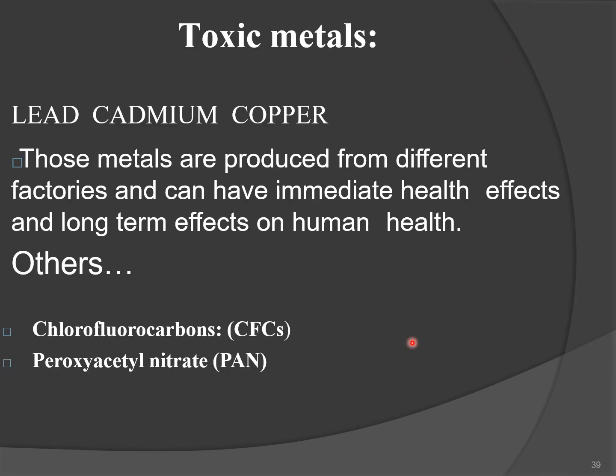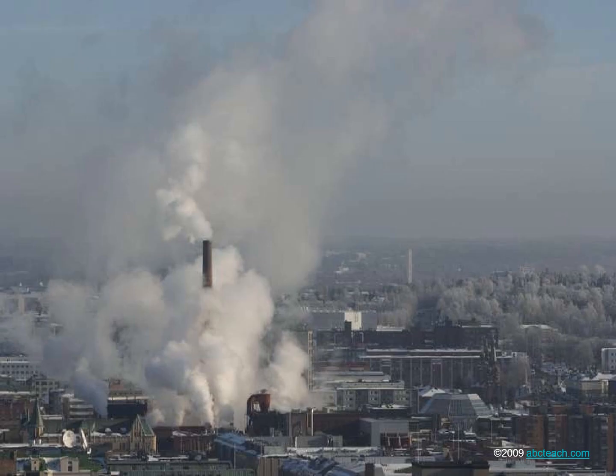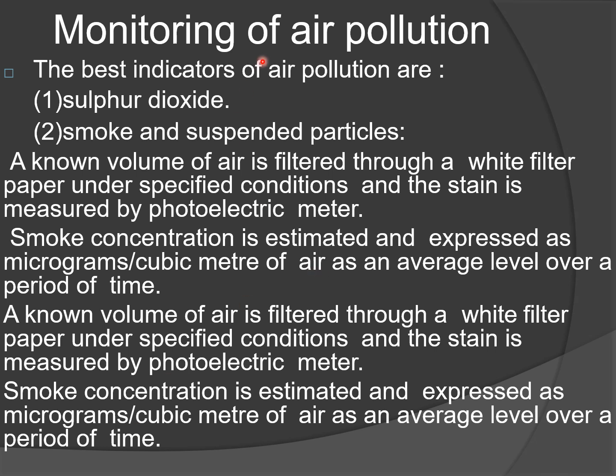Some of the toxic metals are lead, cadmium, copper. Apart from that, you have CFCs, chlorofluorocarbons, and PAN, peroxyacetyl nitrate. These also come under the categories of air pollutants. The next thing we have to do is monitor. How to monitor? Let us see. The best indicators of air pollution are sulfur dioxide, smoke and suspended particles. The detailed procedure is given here.